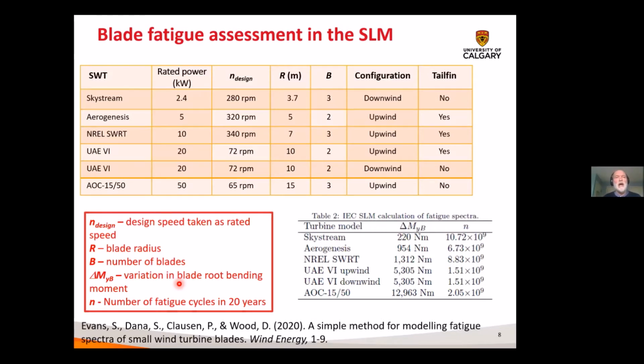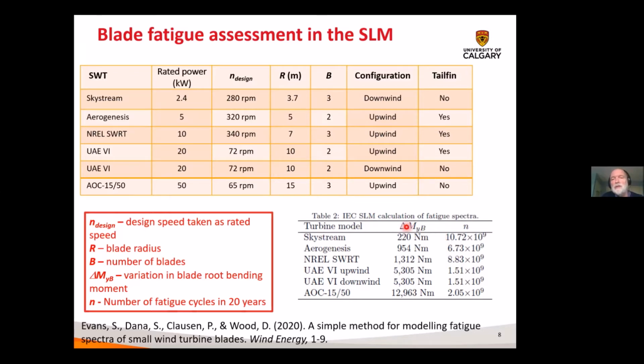So here's the outcome of the fatigue load assessment for the 6 small wind turbines listed on the left here. Rated power from 2.4 to 50 kilowatts, a decrease in the design RPM generally, as you would expect from the previous argument. Here is the rotor radius, the number of blades, its configuration, and whether it has a tail fin or not. And as you would expect, the number of fatigue cycles tends to decrease as you go up in size. And that means it's most difficult for the smallest of the wind turbines to deal with the fatigue issues.